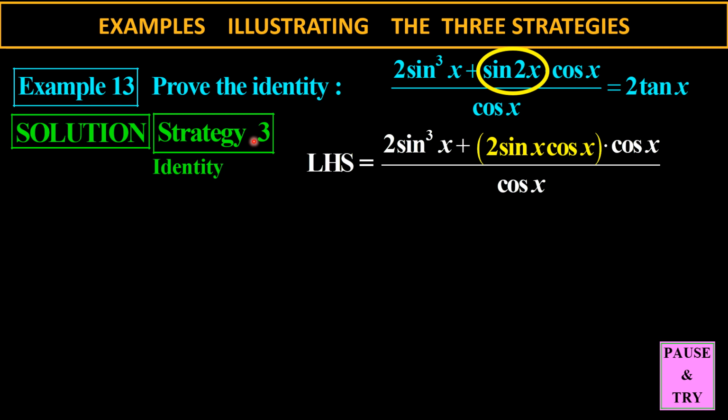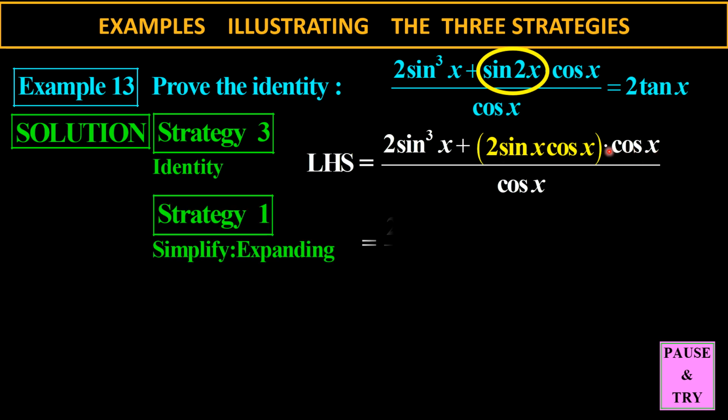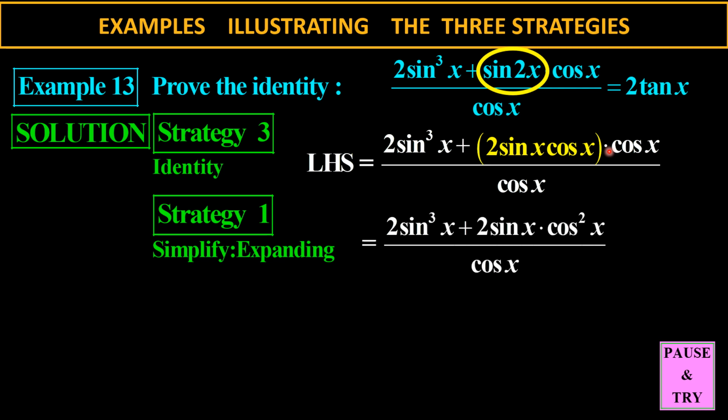Okay. Then after we've done that, we should now be used to, we go back to number 1. We can simplify that by removing the brackets here. So if I do that, I end up with 2 sine cubed x plus 2 sine x cosine x times cosine x, which is cosine squared. So I've expanded that. Now again here, are there any like terms? No like terms. Anything to cancel? Nothing to cancel, right? So we can't simplify this any further.